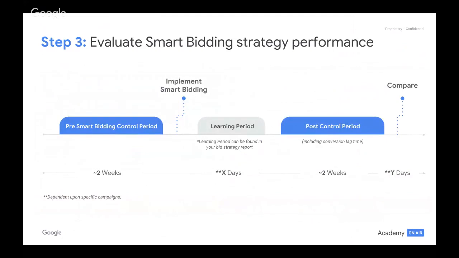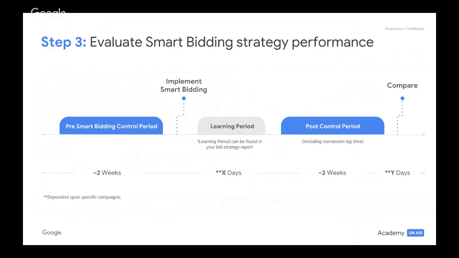So we'll have our pre-control period. That's 2 weeks of, let's say, the manual bidding that we're deciding we're going to work on. And we measure what the impact is in terms of CPA or ROAS in that time period. Then we'll implement our smart bidding strategy and allow the learning period to pass. That will, again, be available in the bid strategy report. And once it's fully optimized and out of the learning period, we enter the post-control period.